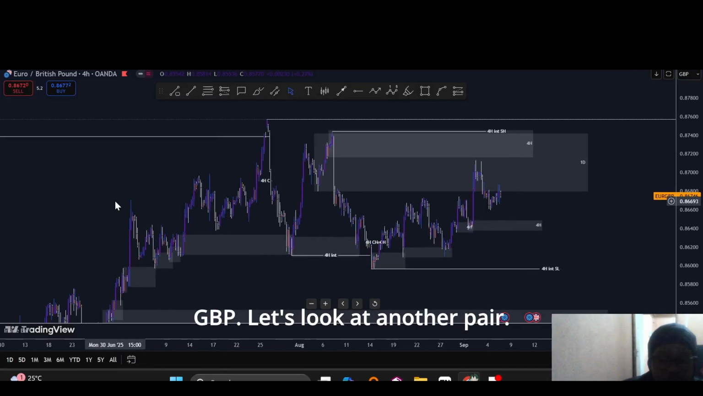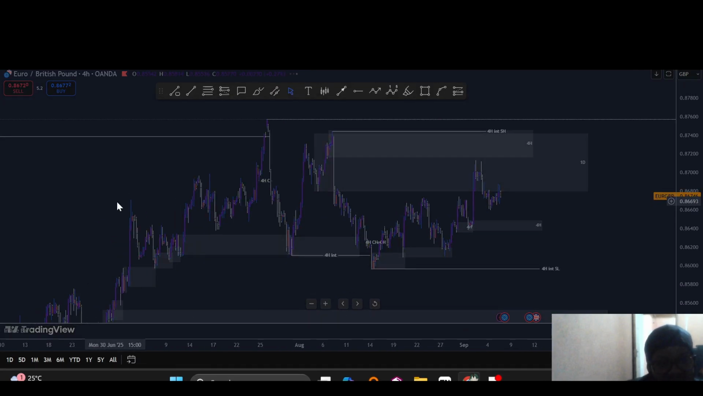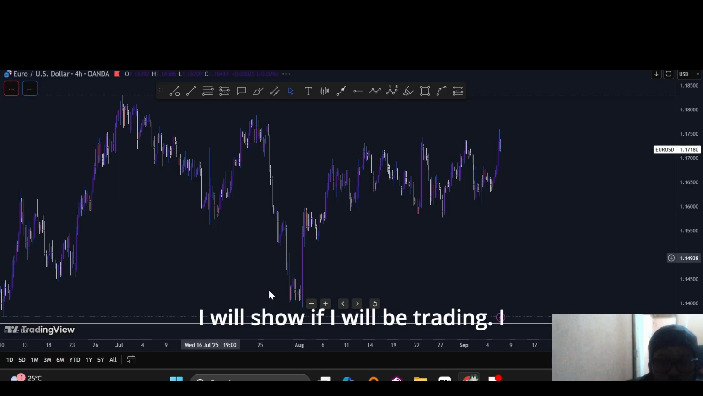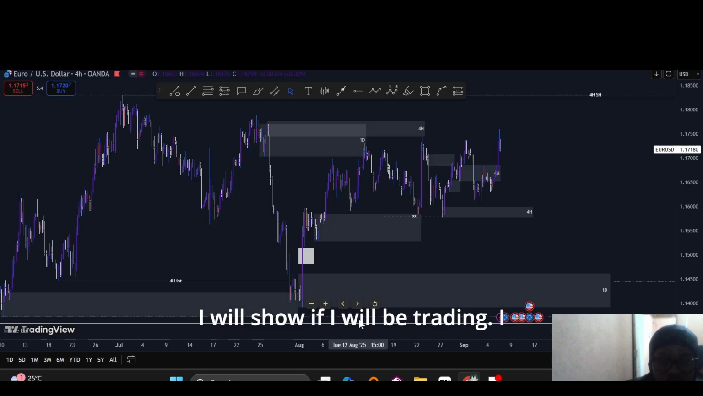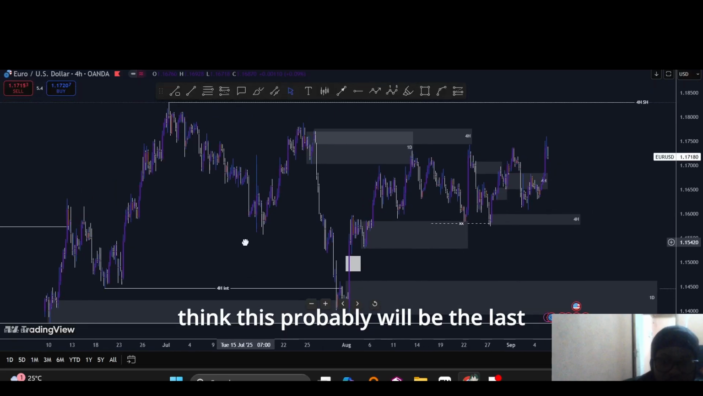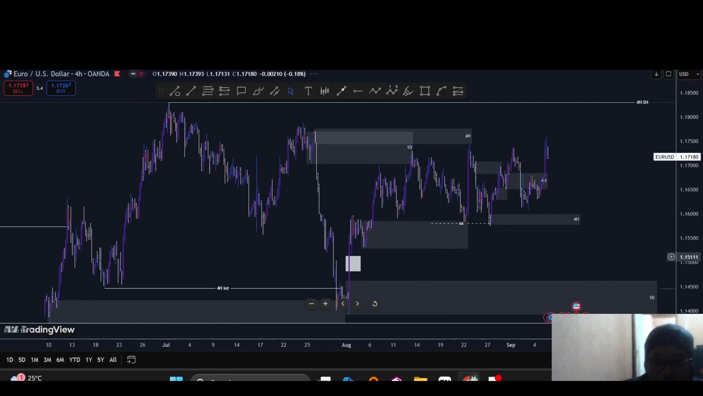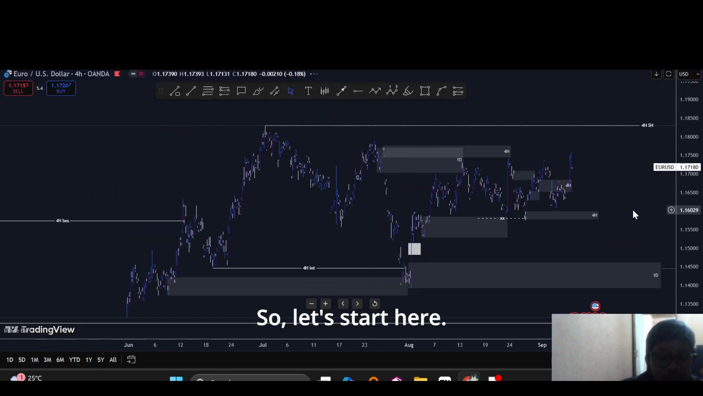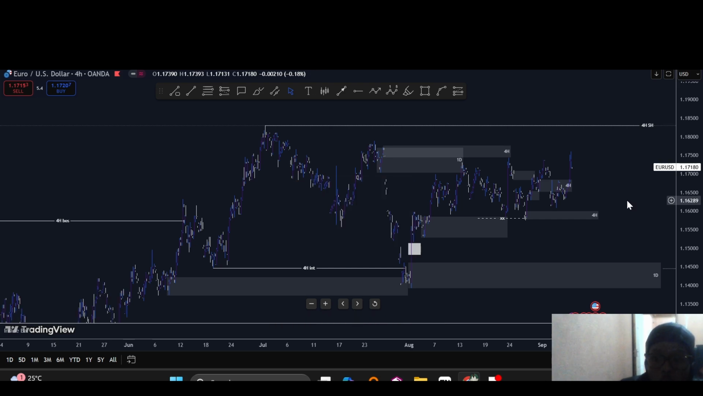This is EURGBP. Let's look at another pair. I'm not sure if I will be trading. I think this will probably be the last pair that I will be analyzing for today. So let's start here. I start in the daily.